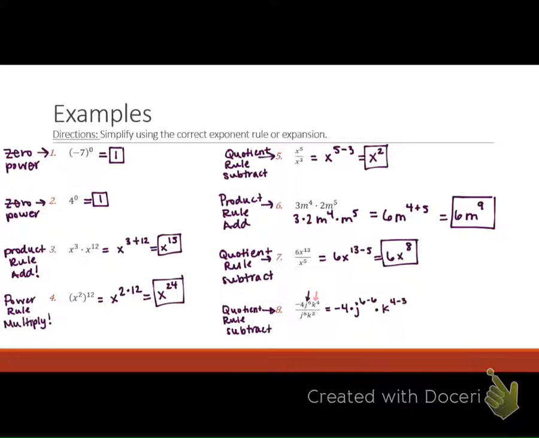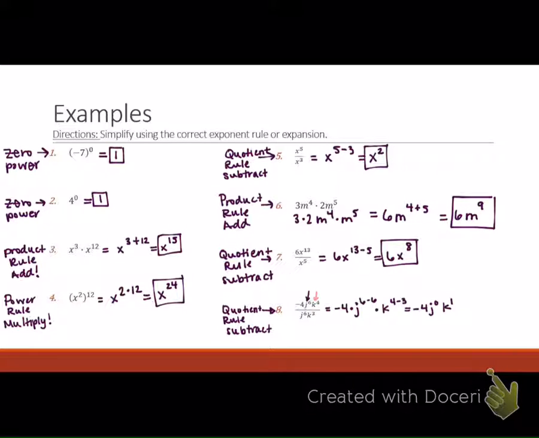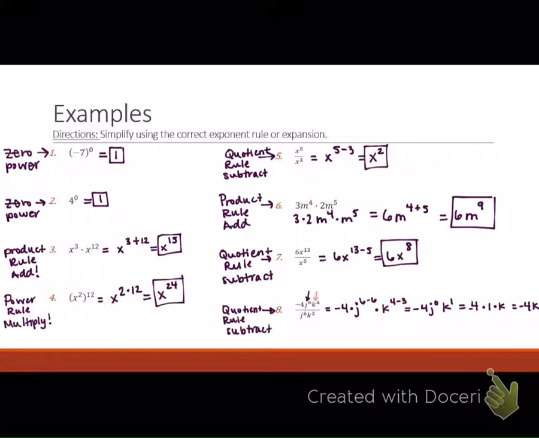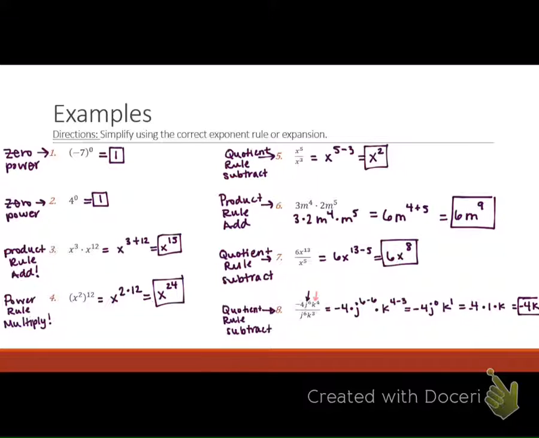Good. So we get negative 4, j to the 0 power, k to the 1st. But we're not done simplifying this. Why aren't we done simplifying this? Kelly? Because j to the 0 would just be 1. So we actually have negative 4 times 1 times k to the 1st, right? Which is just negative 4k. All right. Look at that slide and see what questions you guys have for me there.